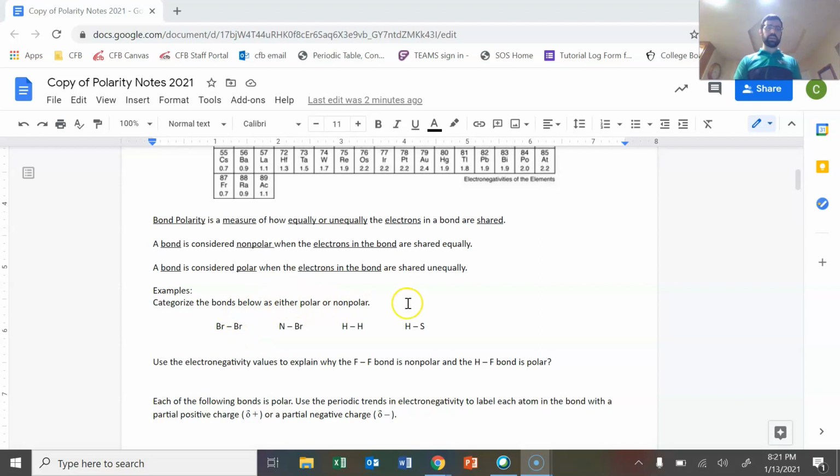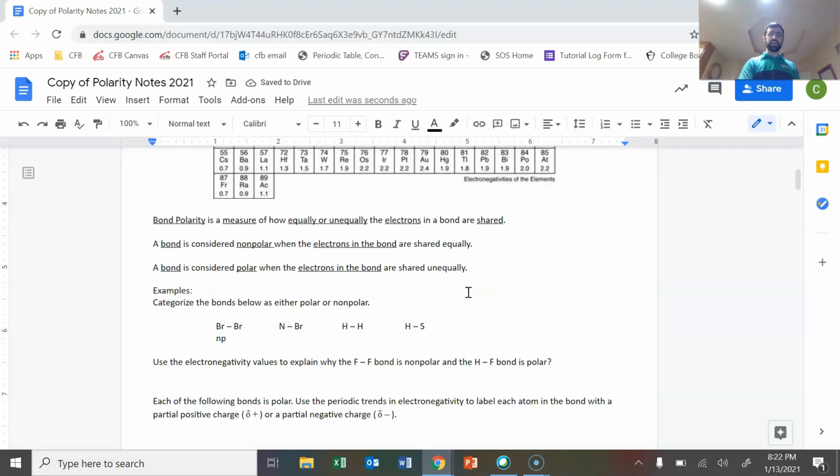So let's look at these bonds down here and decide if they're polar or nonpolar. Well, I have bromine and bromine. I don't even have to look at the periodic table to know that bromine and bromine are both going to have the exact same electronegativity. So it's going to be a tie. There's not going to be one atom that has more of a pull on the electrons than the other one does. So the bond between bromine and bromine is going to be a nonpolar bond. We usually write NP for nonpolar, just to abbreviate it.